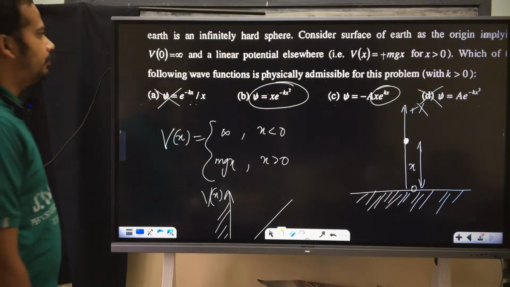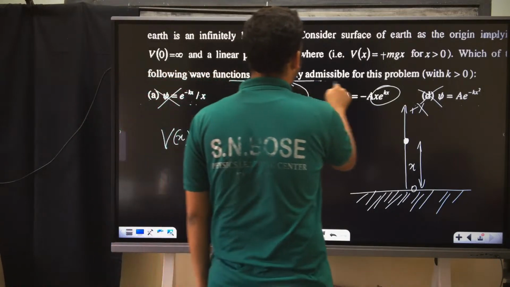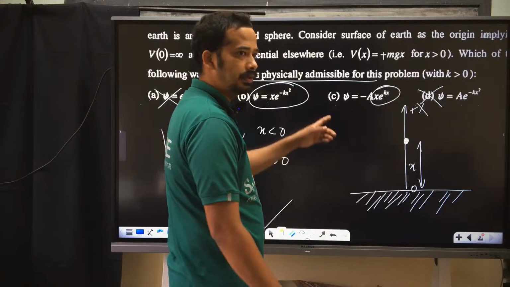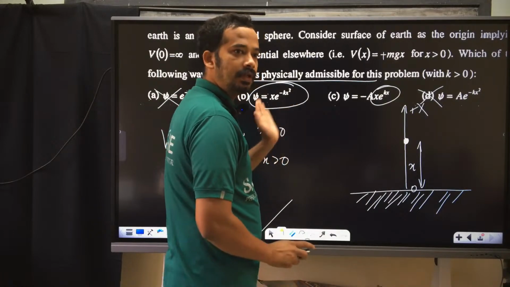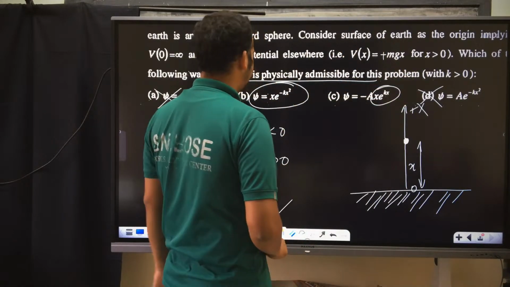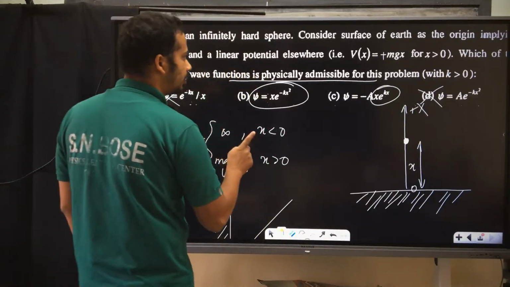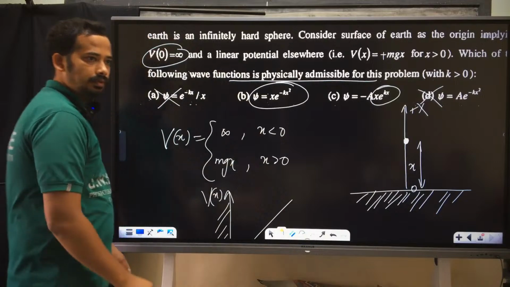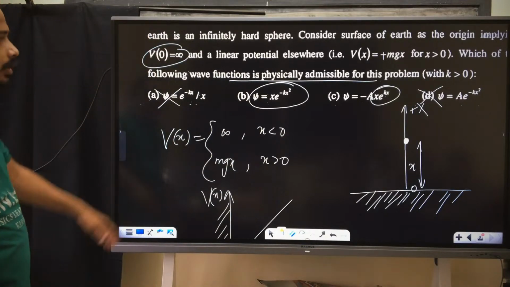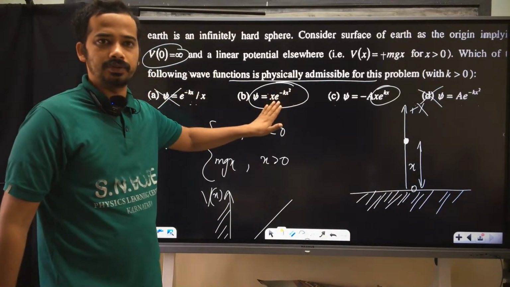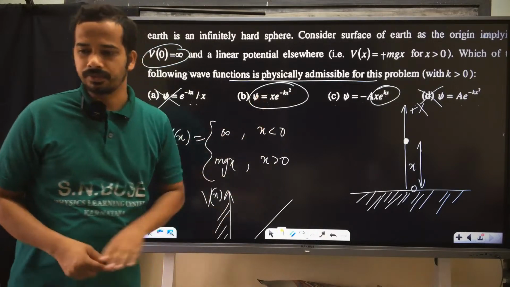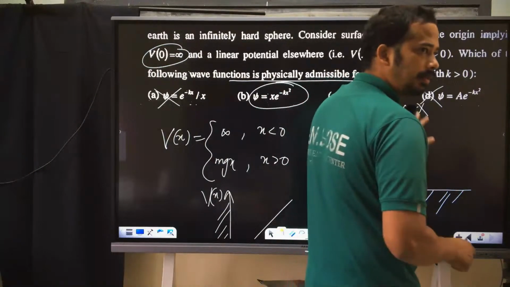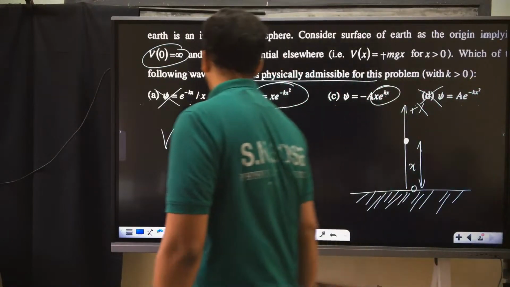But which of the following wave functions is physically admissible? Non-normalizable wave functions are not physically realizable. That's why it should be normalizable in the region 0 to infinity. And the wave function should be continuous. Whenever potential is infinity, your wave function is 0. That's why at x equal to 0, the wave function should be 0. That's how I have chosen. Whatever experience we have, apply it and solve the problem. Is that okay?